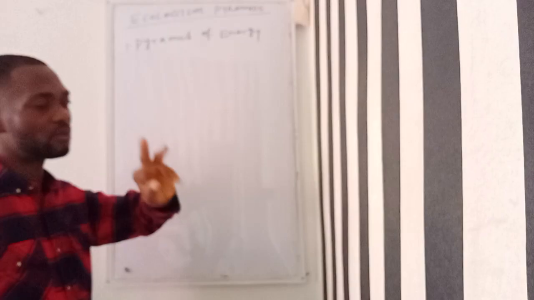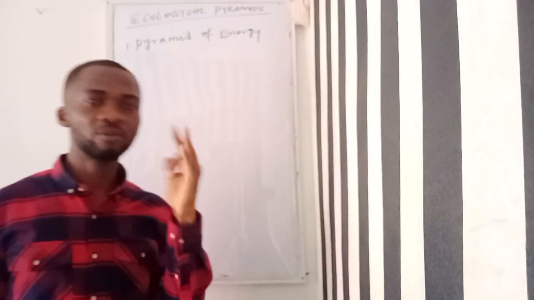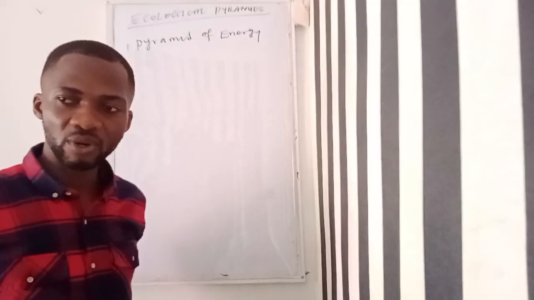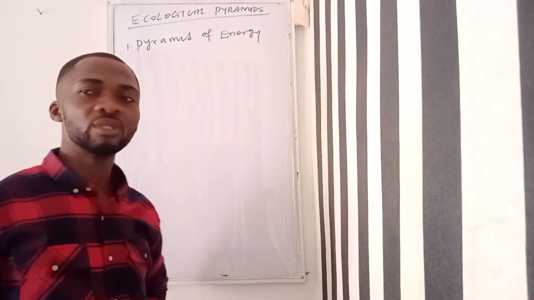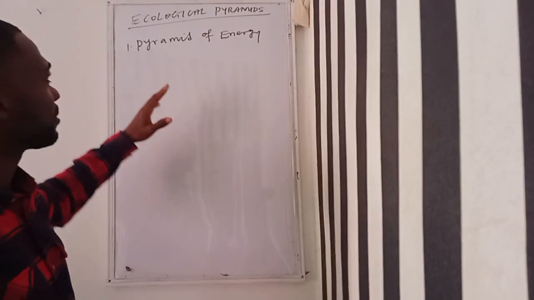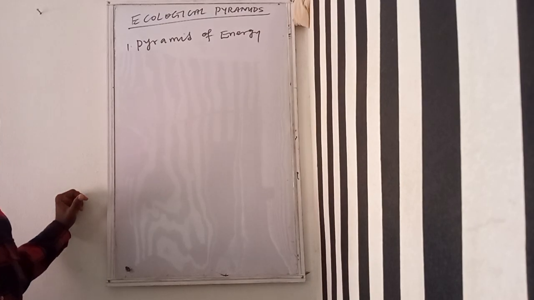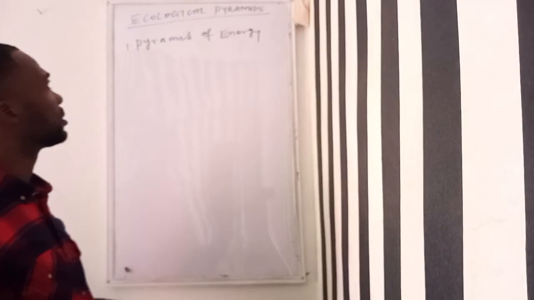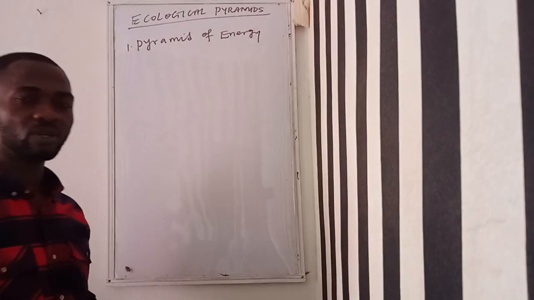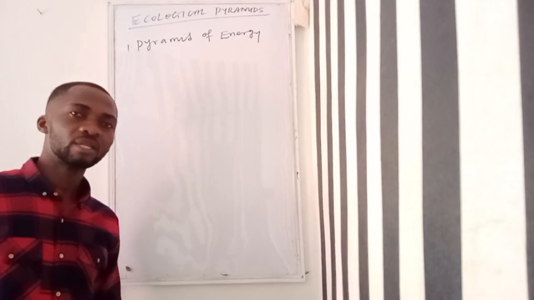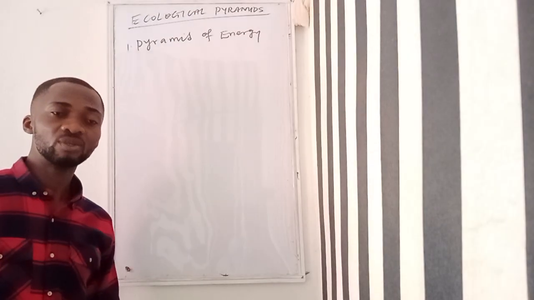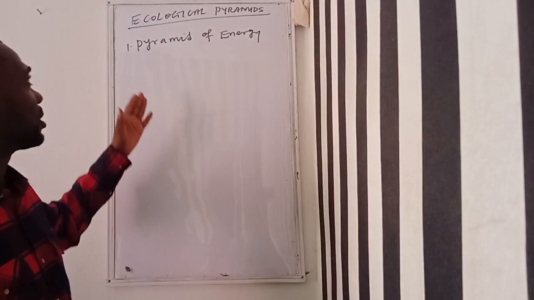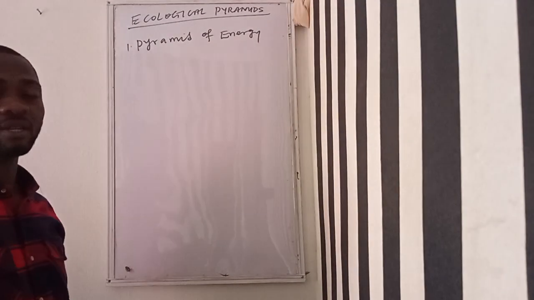So this pyramid of energy, I said we have three different types of ecological pyramids: pyramid of energy, pyramid of number, and pyramid of biomass. Biomass talks about the weight of an organism. That's what we call the biomass. So, in the case of pyramid of energy, we are talking about the rate at which energy is transferred from one trophic level to another trophic level. So, when you represent it graphically, the rate of transfer of energy from one trophic level to another, that is what pyramid of energy is all about.